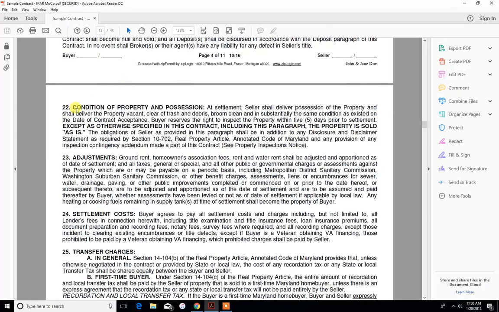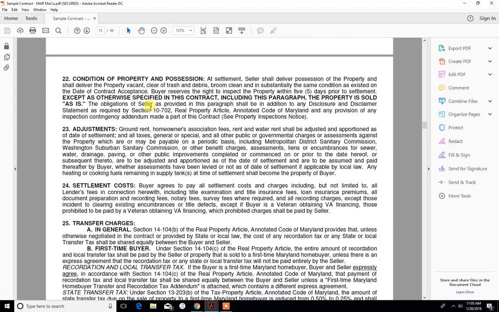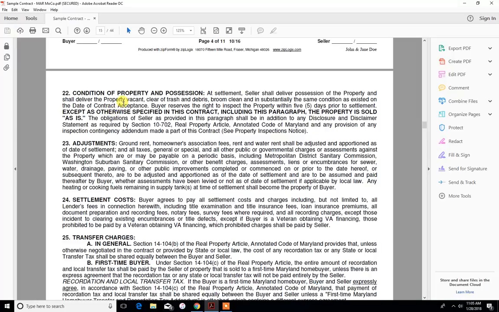Okay, this paragraph is important. This talks about the condition of the property and how you get the property when we go to settlement. So first of all, the condition of property, everything you can see here, the property is sold as is. That means when we do a home inspection, anything that we ask for is all negotiable. A long time ago, it used to be if there were any structural or mechanical problems, plumbing, electrical, heating and air conditioning, the seller had to fix it. Not anymore. It's all negotiable. So that's part one of this paragraph.